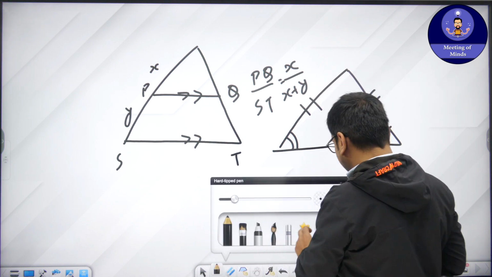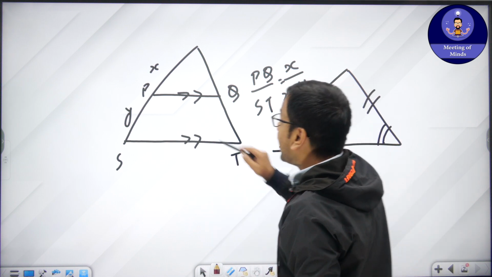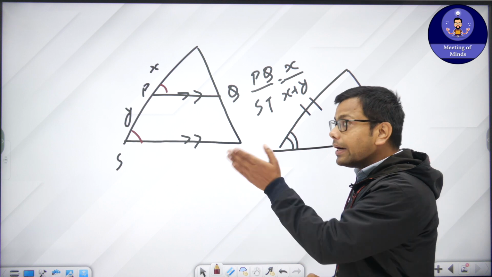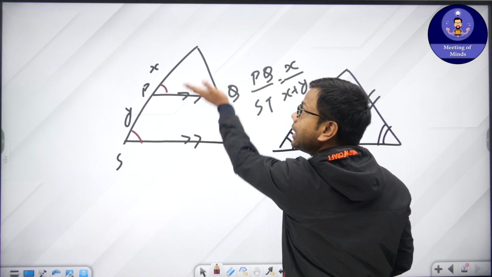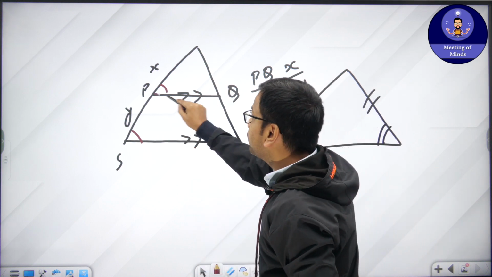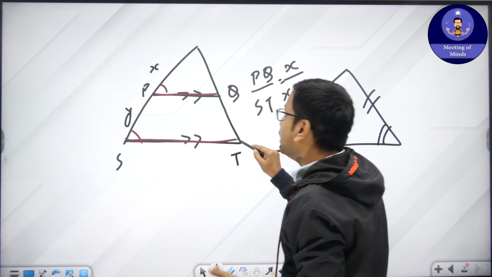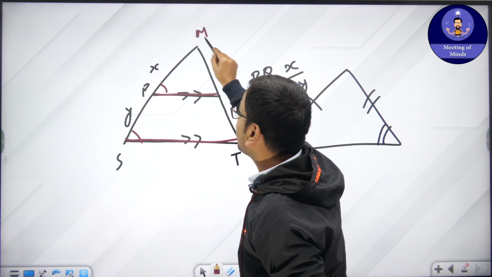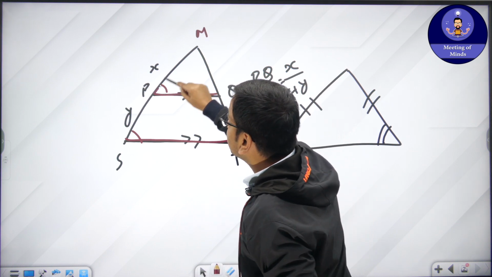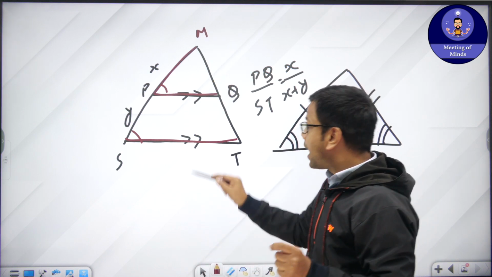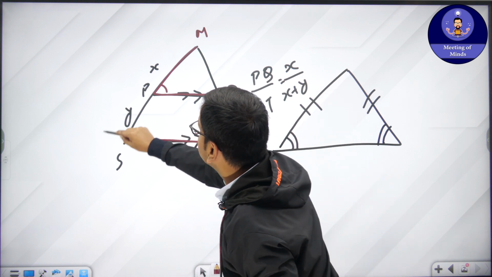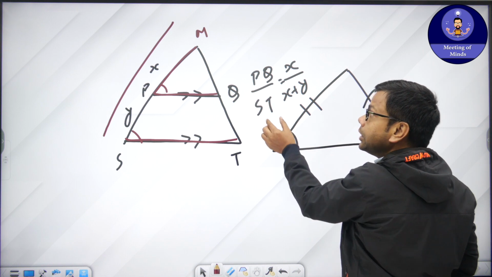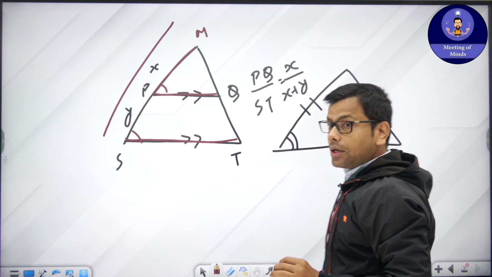If we have similar triangles, then we have two parallel lines, or vice versa. If we have parallel lines, then we have similar triangles. The side ratio of similar triangles depends upon the other corresponding sides. For PQ, say this one is M. For the triangle PQM, the respective side is x, and for MST, the respective side is x plus y. So PQ upon ST is x upon x plus y. I hope it is okay.